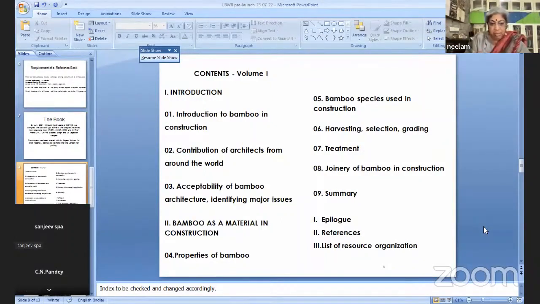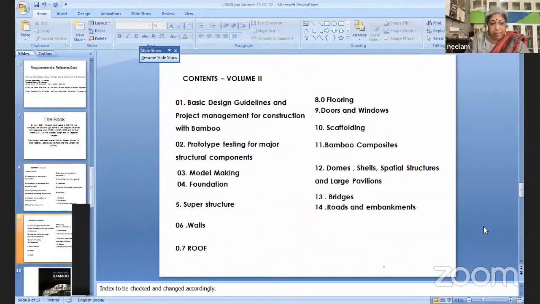It is there as an introduction with bamboo in construction, then contribution of architects from around the world, then acceptability, that was a very big issue in bamboo. Then bamboo as a material in construction, where we went on to the properties of bamboo, species, harvesting, treatment, joinery. And so this first volume is sort of preparing the bamboo for the final construction. And the next volume actually starts talking about the basic design guidelines, project management, then prototype testing.